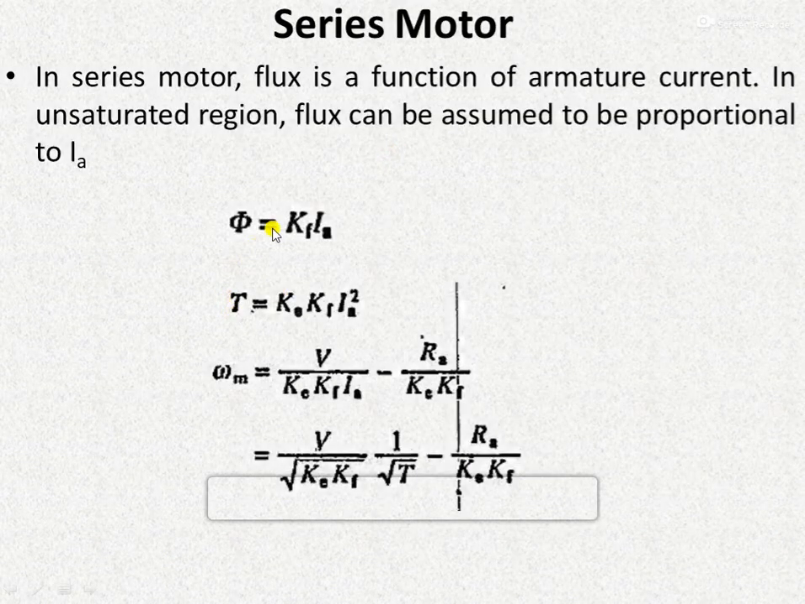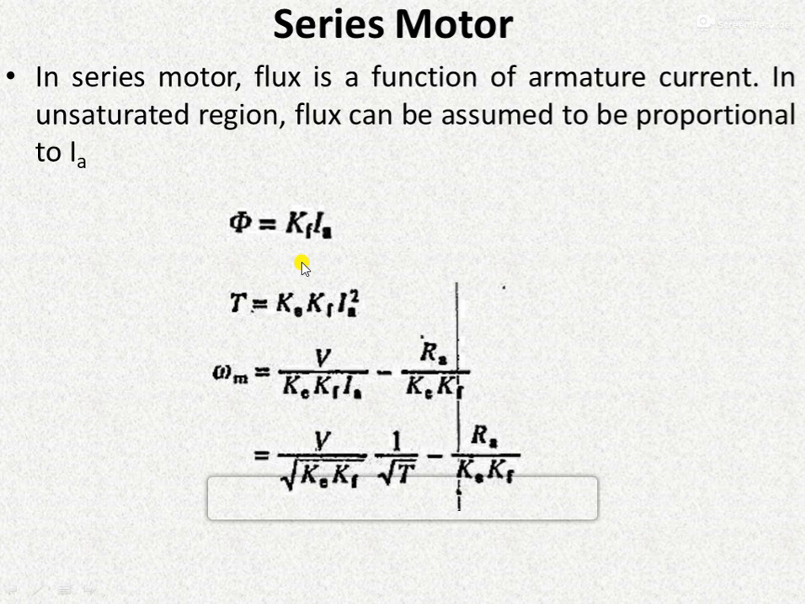In the case of a series motor, since the field winding is connected in series with the armature winding, the current which is flowing through the field winding is the same as the armature current. Therefore, we can write that phi, that is the flux produced in a series motor, is directly proportional to the armature current. In order to remove the proportionality, we multiply it with a proportionality constant indicated here as Kf. So phi is equal to Kf into Ia in the case of a DC series motor.